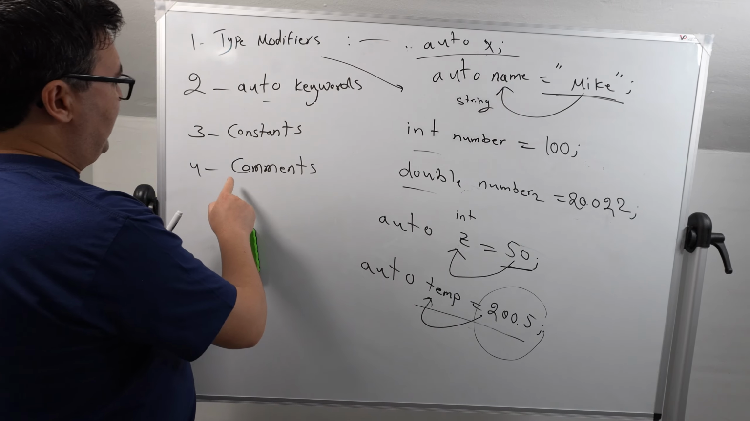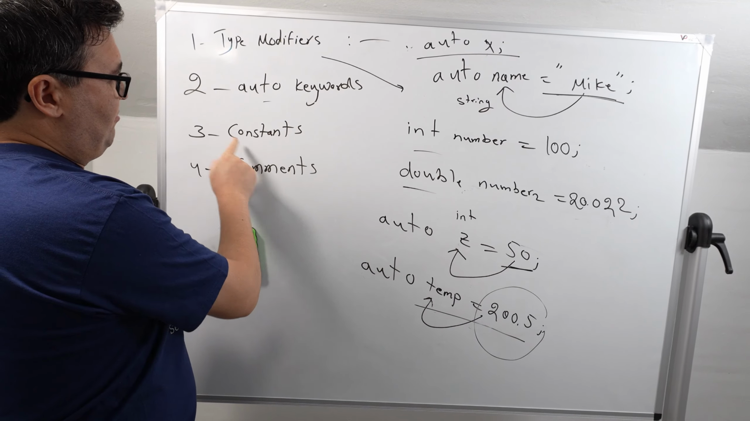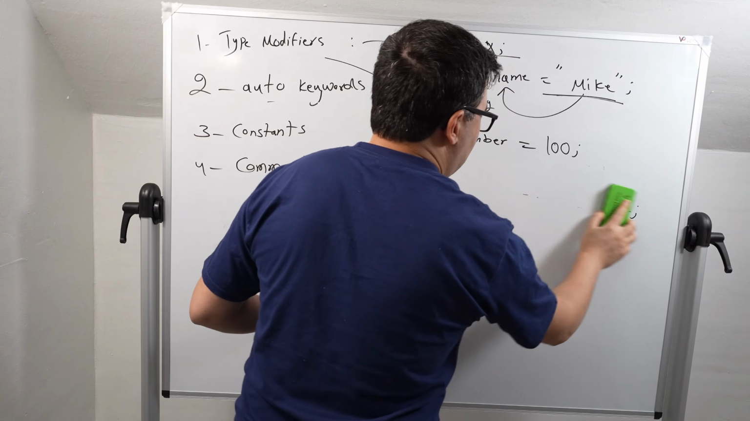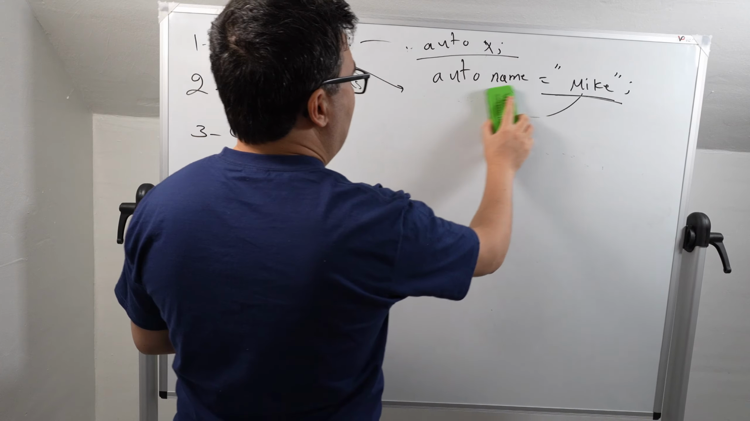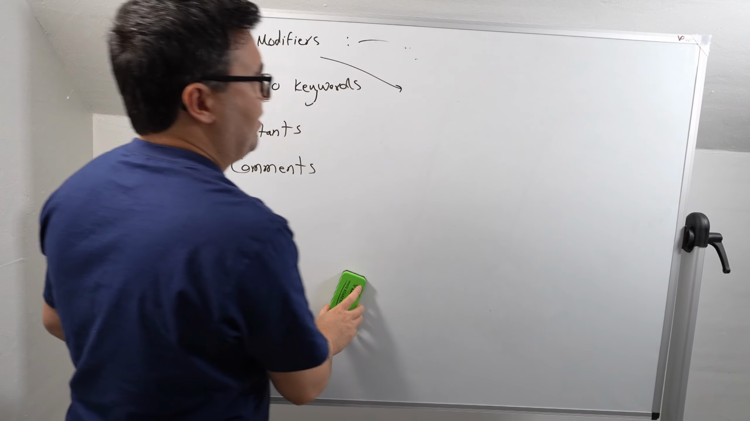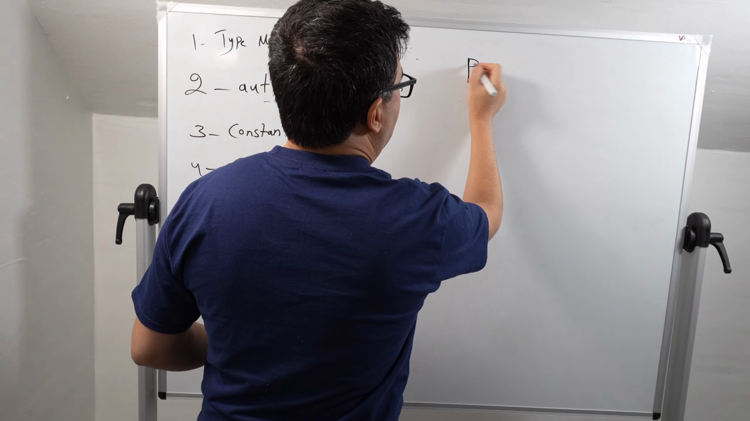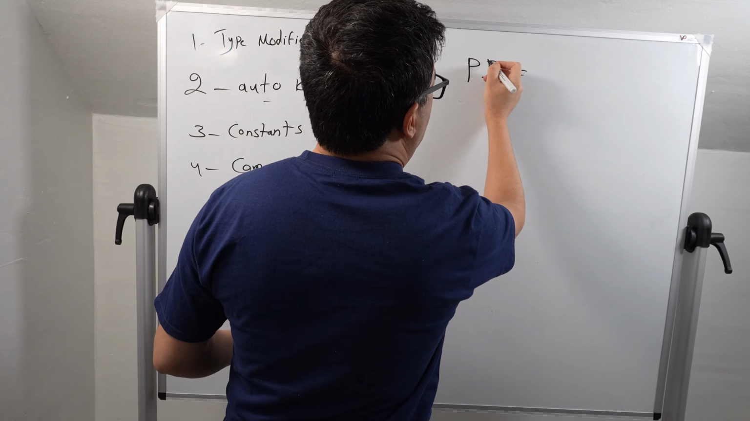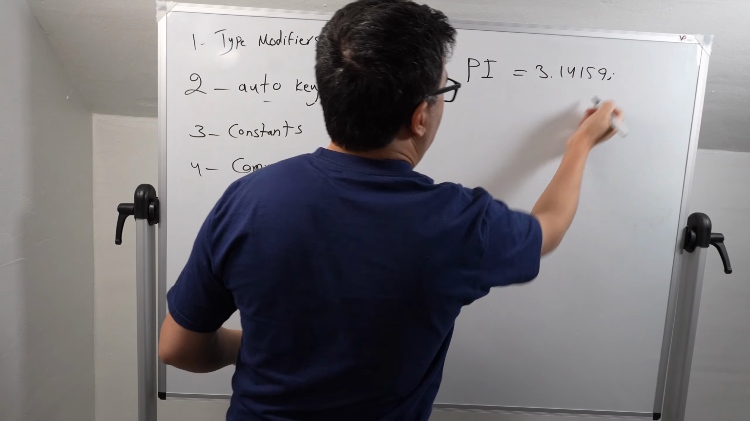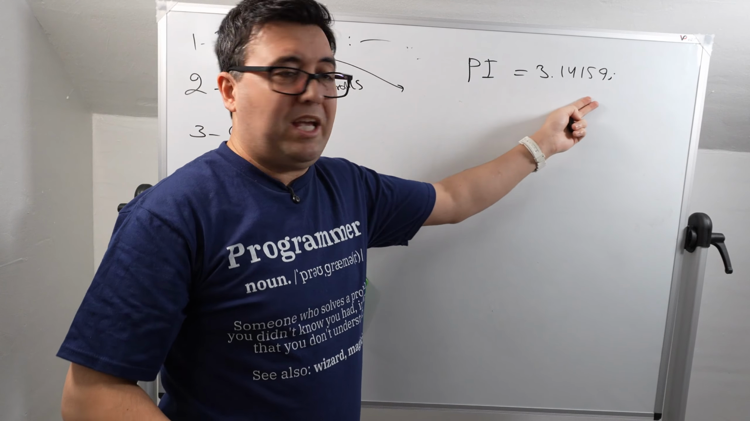So now let's go to the third subject, which is constants. Sometimes in our programs we need a value that should not be changed during the execution of the program. Like in mathematics, we have the constant pi. Pi is equal to 3.14159. This is a constant, and this value will not be changed.